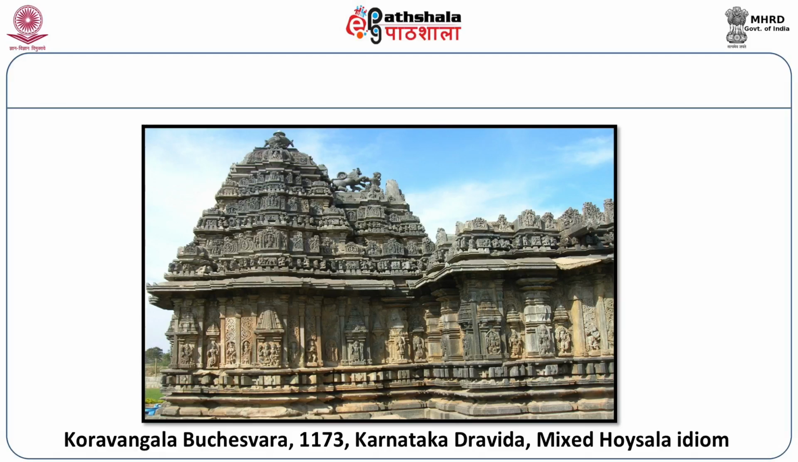It can be described as built in mixed Hoysala idiom in the sense that though the details are in Dravida form, there are certain features which relate it with Nagara. For example, on the walls you will find turrets of Northern order or Nagara order and Bhumija order. So this kind of a mixture is found on some of the Hoysala Karnataka Dravida temples.